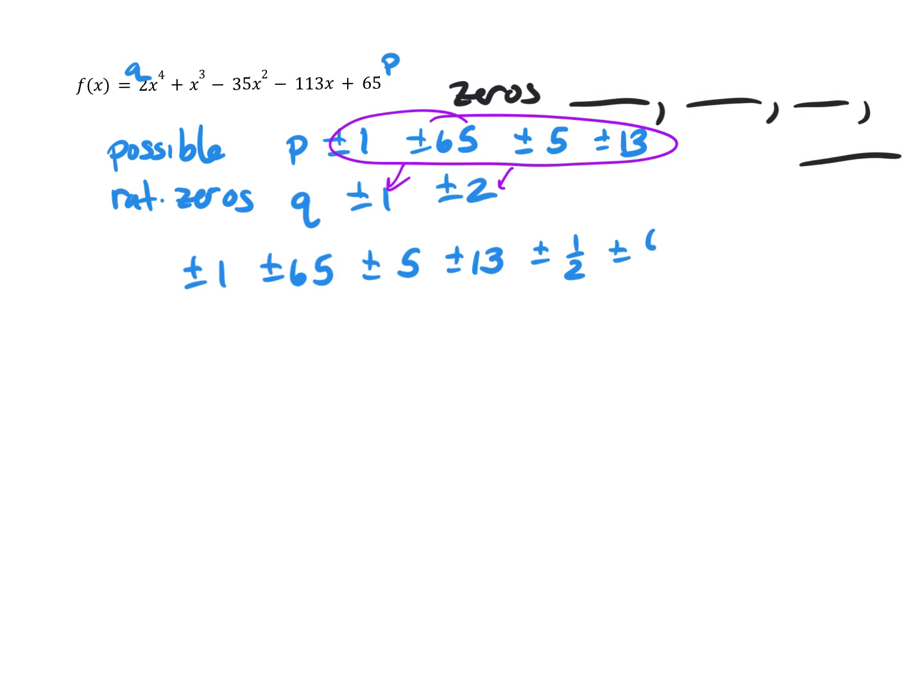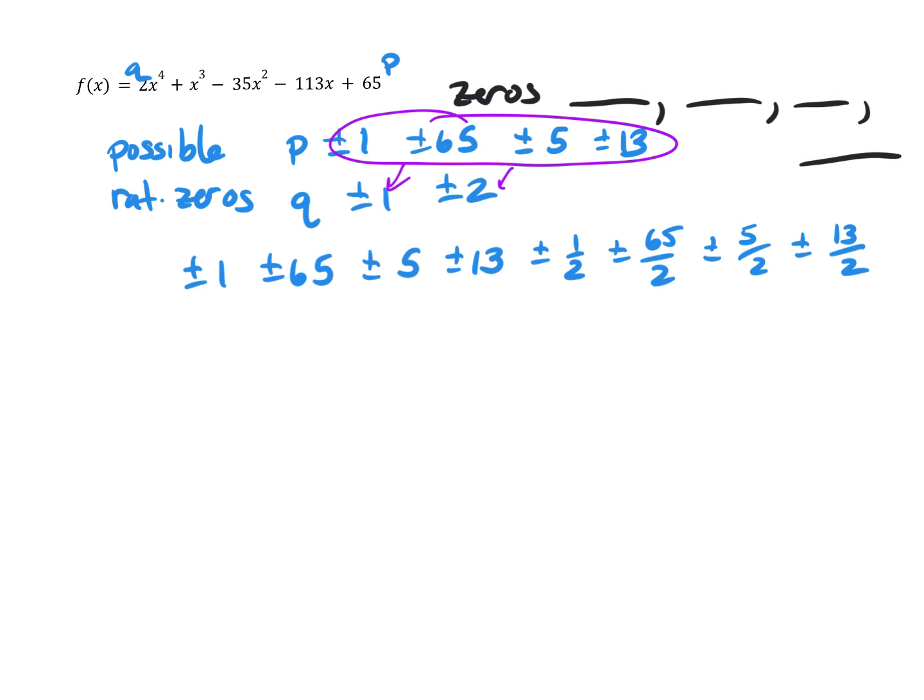1/2, 65 over 2, 5 over 2, and 13 over 2. So we have quite a few possible zeros in this case, quite a few to investigate and see if any of them are zeros.